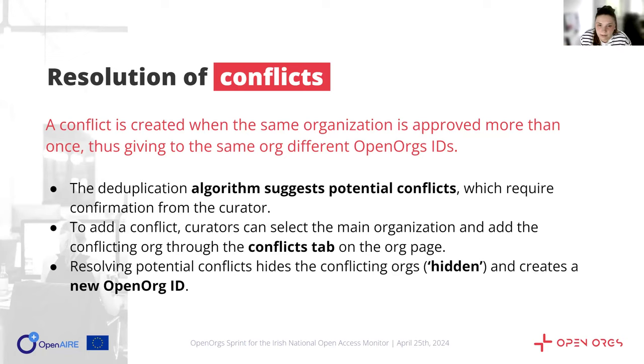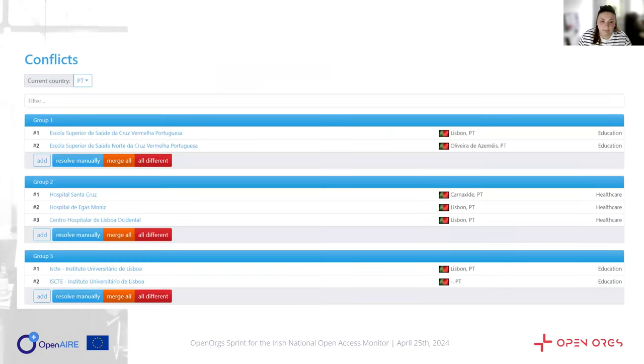They can either be manually identified by the data curator, if they realize such a mistake has been made, or detected by the system. In the latter case, potential conflicts will be listed under the potential conflicts section under the curation menu. So basically, this section is designed to help users quickly identify and assess these issues. The list itself is organized into groups. You can see them here. These are groups of conflicts identified by the algorithm.